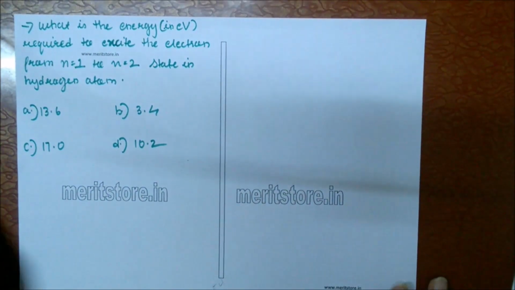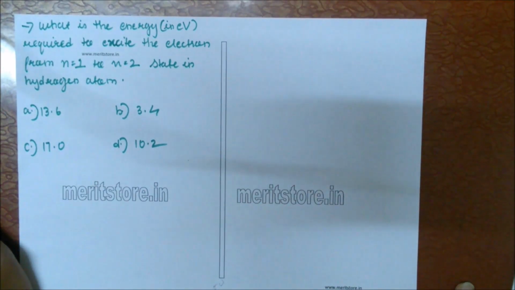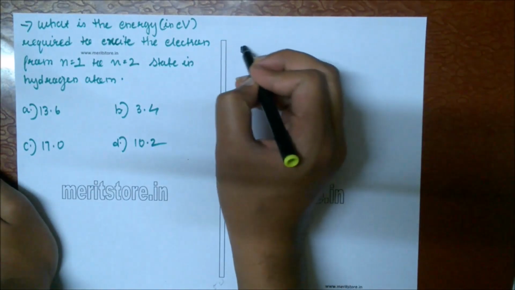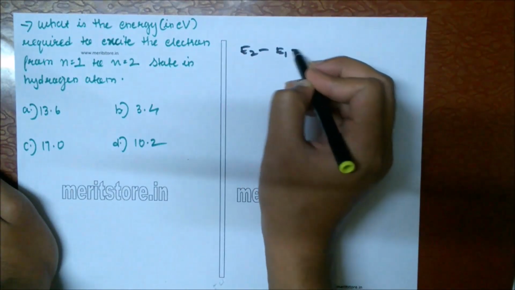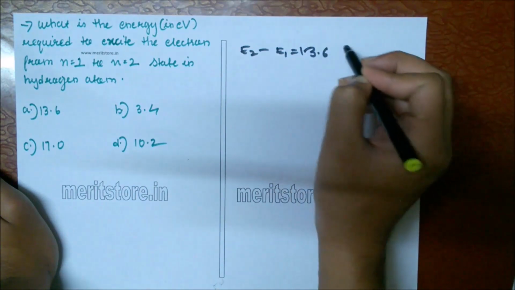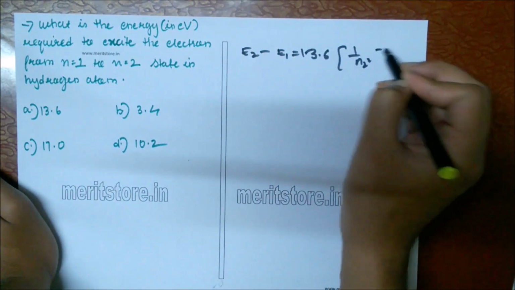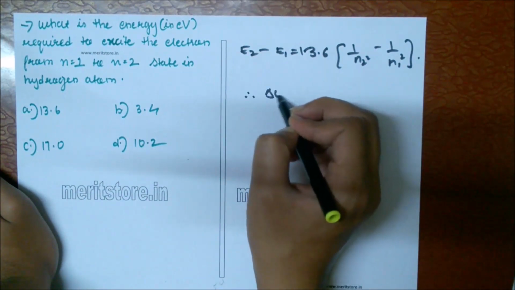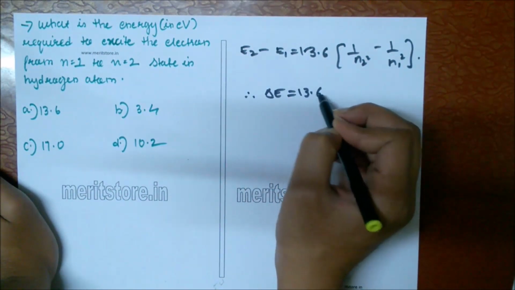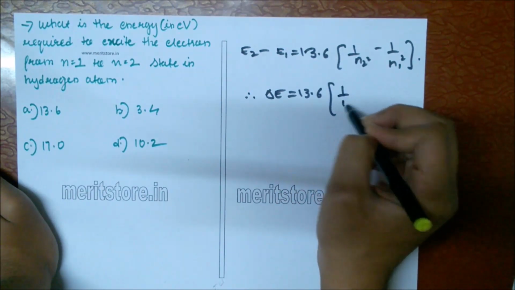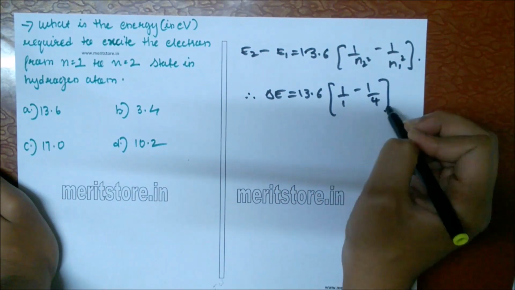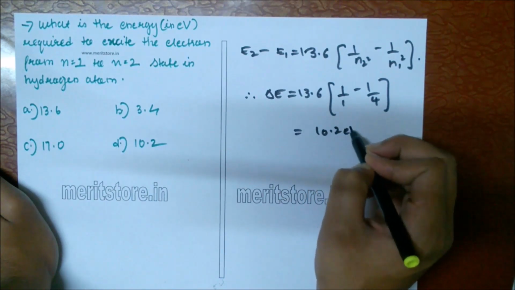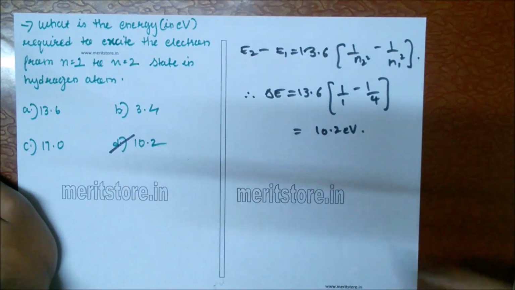What is the energy in eV required to excite the electron from n1 to n2 state of hydrogen atom? According to Bohr equation, E2 minus E1 is equal to 13.6 into 1 upon n1 square minus 1 upon n2 square. Therefore, delta E is equal to 13.6 into 1 upon 1 minus 1 upon 4, the second orbital and first orbital. On solving this, we get 10.2 eV as the answer. So option D is the correct answer.